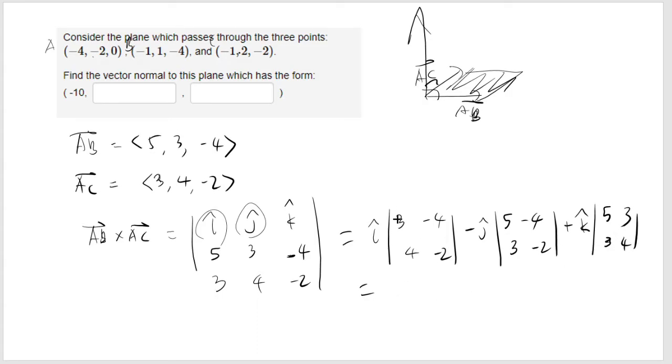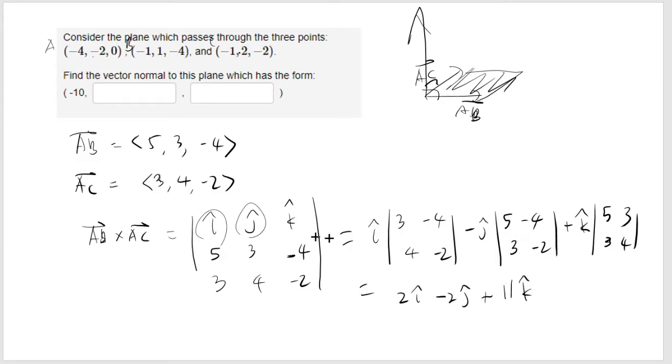That gives you negative 6 plus 4, so it's 2I. And then this gives you negative 10 plus 12, so it's negative 2J. And then K would be 1. No, 5 times 4 is 20 minus 9, so that will be 11K.